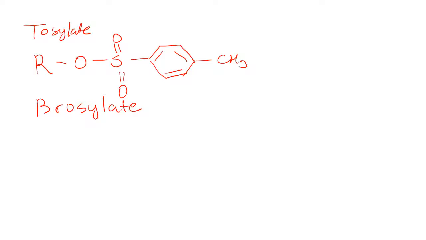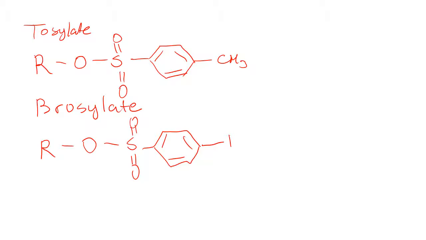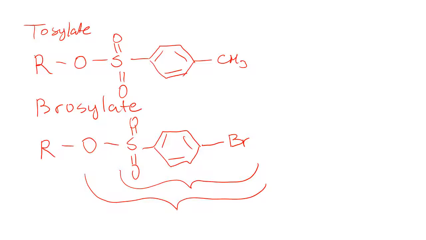Can you guess what it looks like? Well, reacted with our R, it would look something like this. Bromine. So this would be the brosyl group right here, and this would be the brosylate. And the chemistry of this is just like that of tosylate. So this is it.